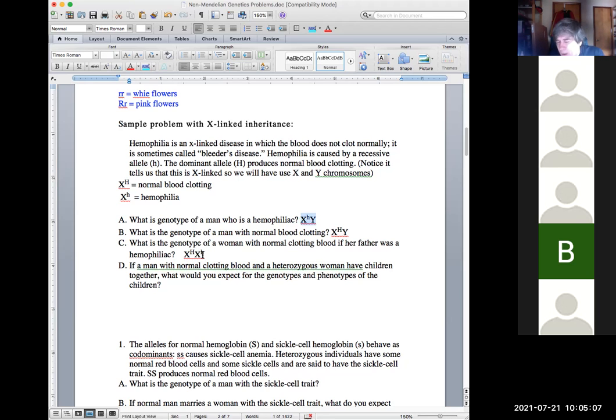Or if she had boys, if you think about this, when she becomes a mother, if she has boys, it's a 50-50 chance they get the X with the big H or the X with the little h. So if she has a large family, yeah, it's quite possible that she would have some boys who have hemophilia.